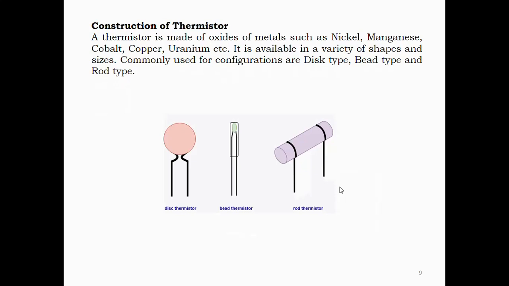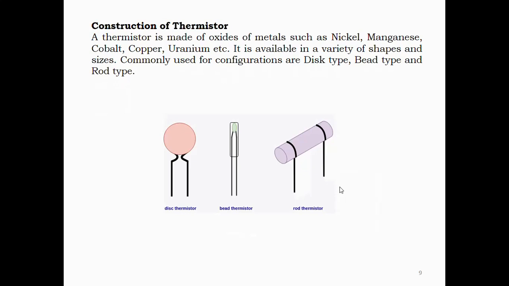Here the thermistor is made up of oxides of metals such as nickel, manganese, cobalt, copper, uranium, etc. It is available in a variety of shapes and sizes, commonly used configurations being disc type, bead type, rod type, etc. As shown on the screen, the disc type and rod type thermistors are used when greater power dissipation is required, and the rod type thermistor has high power handling capacity.